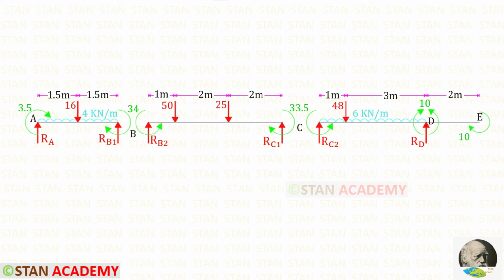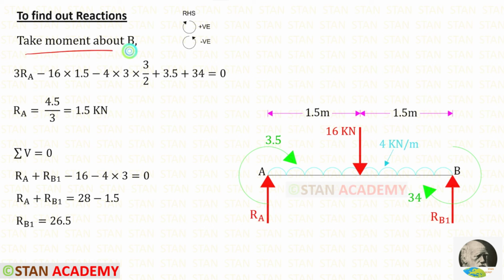First, let us take the span AB and find the vertical reactions. In the span AB, we have two moments, MAB, which is acting in the clockwise direction, and MBA, which is also acting in the clockwise direction. By taking moment about B, we can find RA, and by applying this rule, we can find RB1.